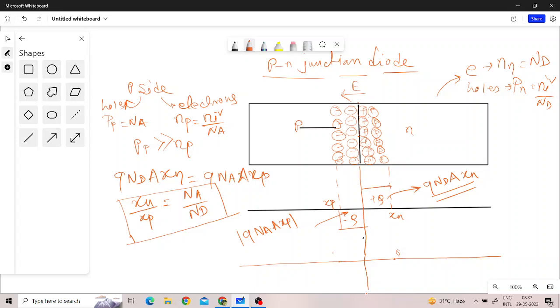Okay, so the electric field will be in the negative direction, and here its value will be maximum. If you place it here or here, its value will be less as compared to this. I am talking about the negative value, or mod value. Its mod value is maximum at this position, and from here to here it will decrease. And this is Emax. Of course it is in the negative direction, minus xp, and this is xn.